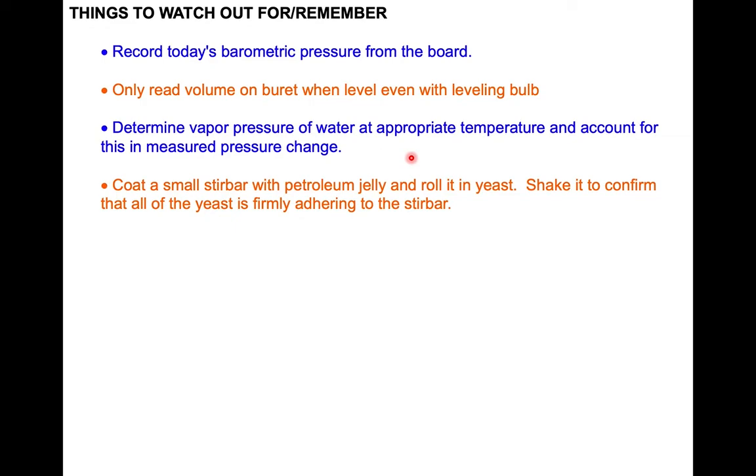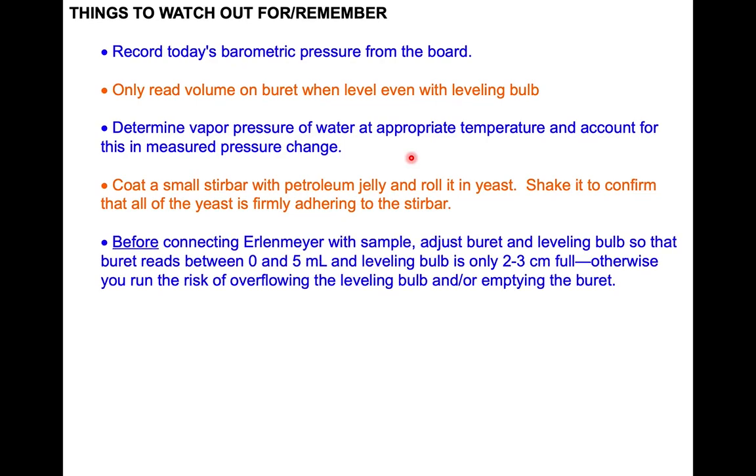You're going to coat a small stir bar with petroleum jelly and then roll it in yeast. Shake it to confirm that all of the yeast is adhering to the stir bar. This yeast is your catalyst for the reaction. It causes the breakdown of the hydrogen peroxide to happen rapidly. Before connecting the Erlenmeyer with a sample, adjust the burette and leveling bulb so that the burette reads somewhere between 0 and 5 mLs, and the leveling bulb is only 2 to 3 centimeters full. Otherwise, you run the risk of overflowing the leveling bulb or emptying the burette. Measure the temperature of the water in the leveling bulb at the end.